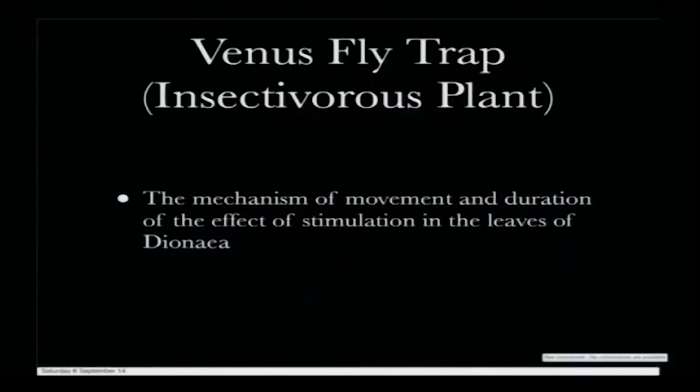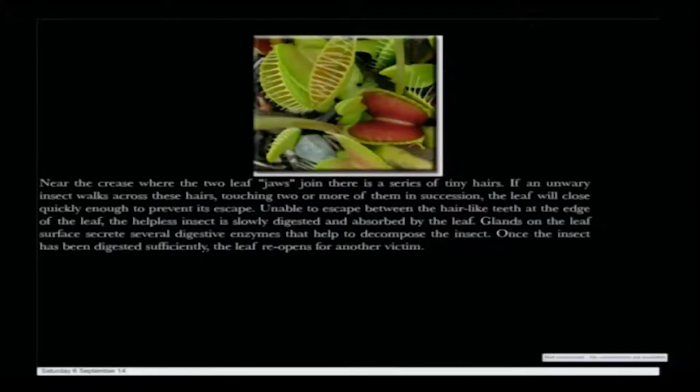This is the trap we are going to talk about, the Venus flytrap or the insectivorous plant, the mechanism of movements and duration of the effects of stimulation in the leaves of Dionaea. Okay. So, this is how they look. I told you about this small picture I was showing. So, look at the spiny structure of the leaves.